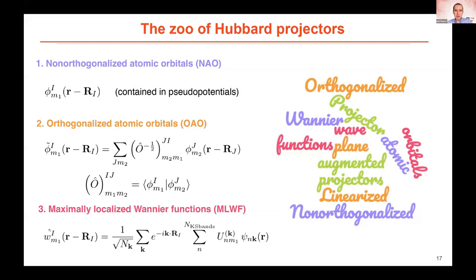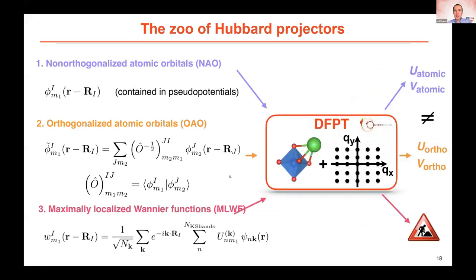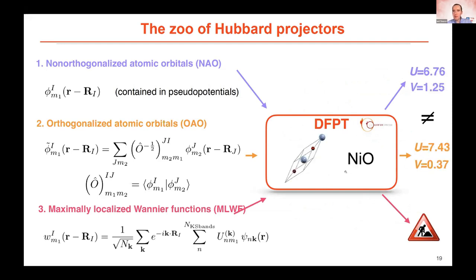Another option is maximally localized Wannier functions. This is a very interesting direction, and we are exploring this type of projectors. And as I told you, if you use different types of Hubbard projectors with the HP code that is based on DFPT, you will obtain different Hubbard parameters. In particular, in the case of nickel oxide, if you use non-orthogonalized atomic orbitals, you obtain U of 6.76 and V of 1.25. But if you use instead orthogonalized atomic orbitals, you obtain U equals 7.43 and V 0.37.